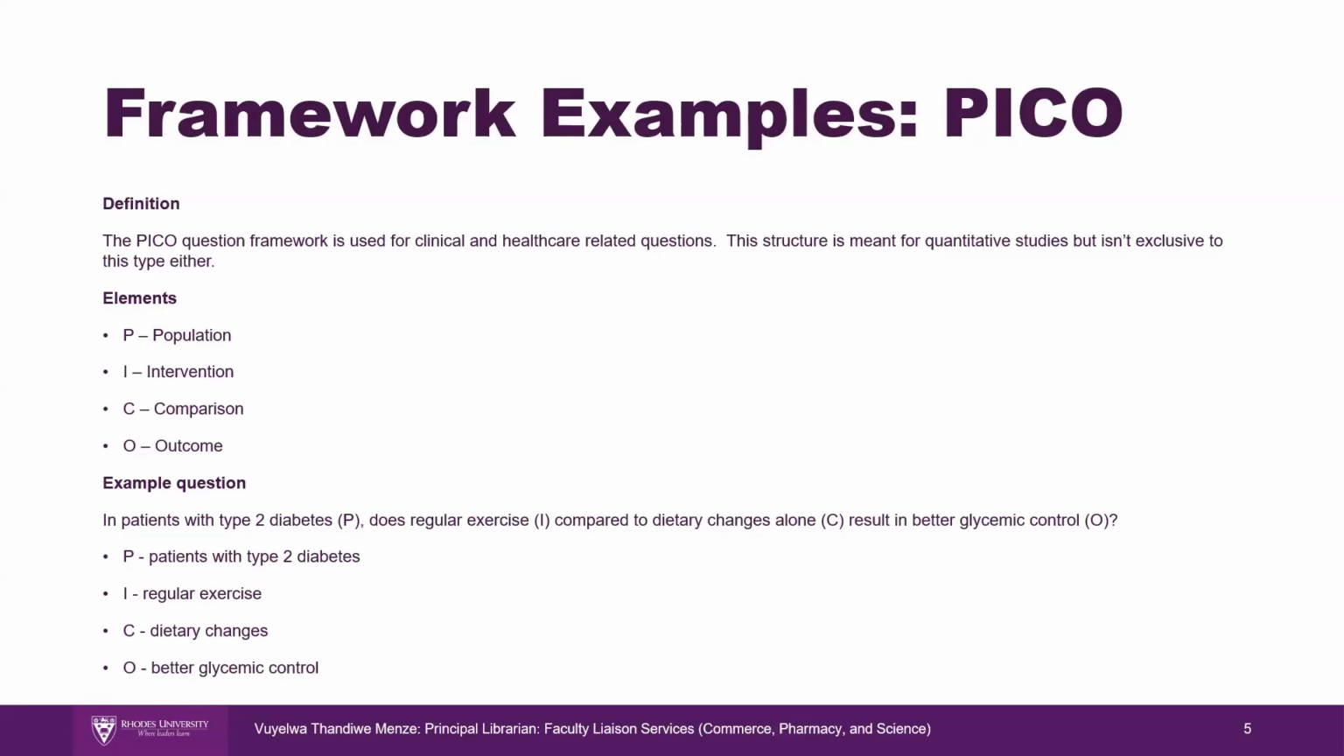Example of a PICO question. In patients with type 2 diabetes, does regular exercise compared to dietary changes alone result in better glycemic control? So in this question, the P, which is your population, would be the patients with type 2 diabetes. The intervention that needs to be undertaken, regular exercise. The comparison, dietary changes. And the outcome, better glycemic control.